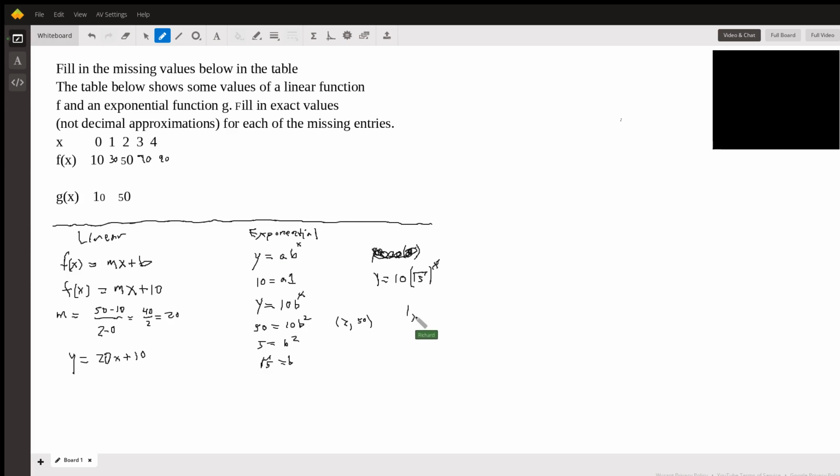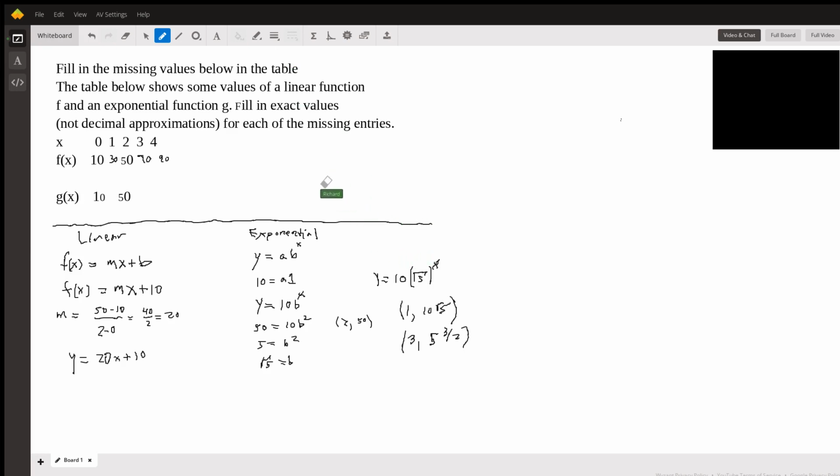Right, when x is 1, it's going to be (1, 10 root 5). When x is 3, it's going to be (3, 10 times 5 raised to the 3 halves), etc. Those will be the exponentials. And that's it.